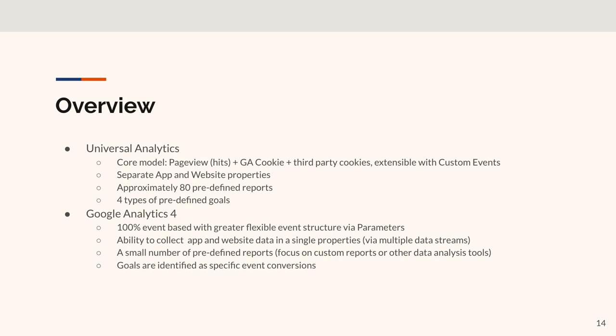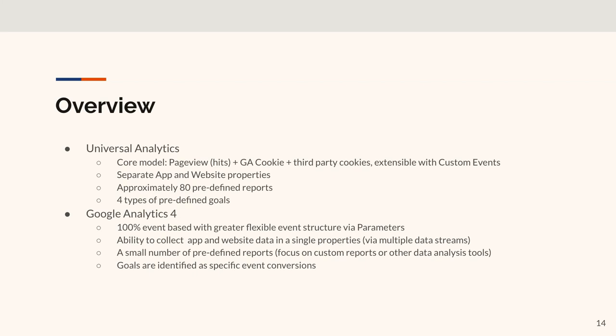If you want to track app usage, it can, but you have to have a separate property for that between apps and websites. It comes with approximately 80 predefined reports, though a lot of those are more deprecated or no longer provide useful information due to changes to Google. They just haven't taken the reports out. And it has 4 types of predefined goals that you can use for conversion tracking.